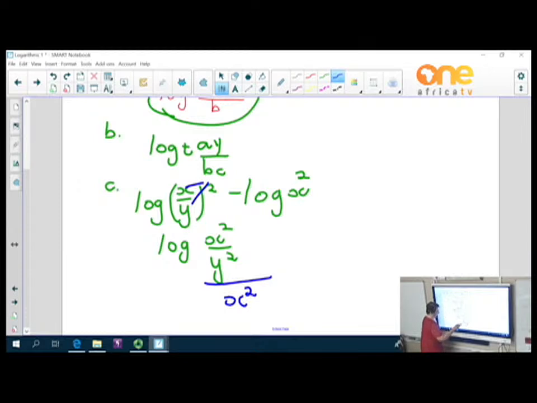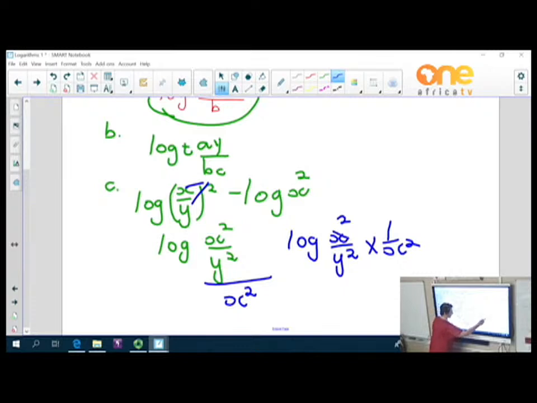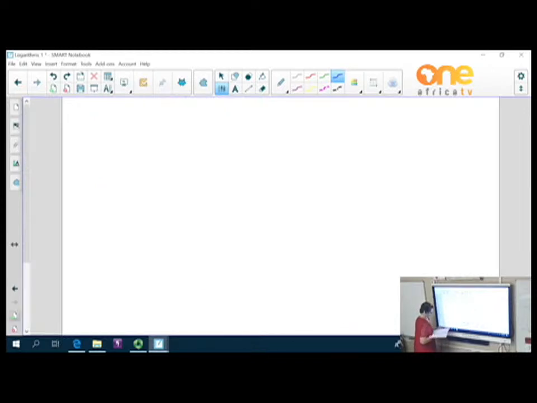Now, if we divide with a fraction, we know that you actually multiply with the reciprocal. So it's now x squared over y squared, and then we multiply with 1 over x squared. So this can cancel out, and your answer is then log 1 over y squared.